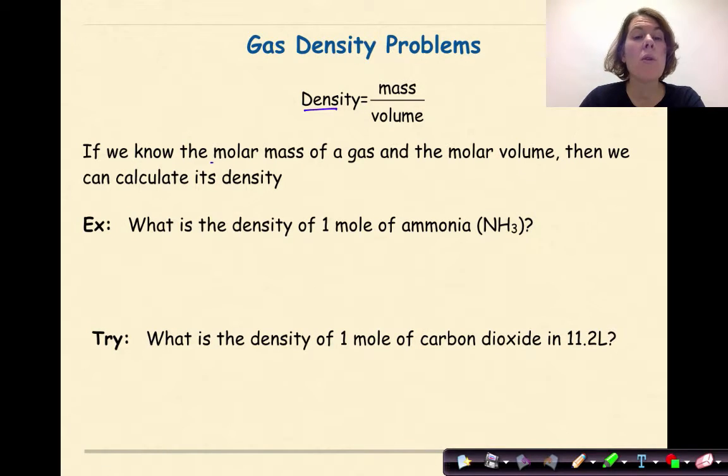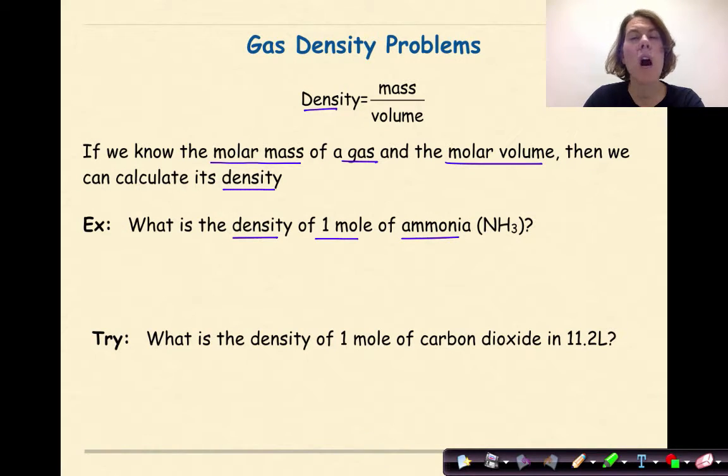If we know the molar mass, otherwise known as the gram formula mass, of a gas and the molar volume, which for 1 mole is assumed to be 22.4, then we can calculate its density. So let's look at an example. What is the density of 1 mole of ammonia? And we remember the formula for ammonia is NH3.